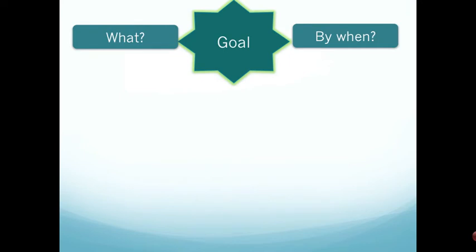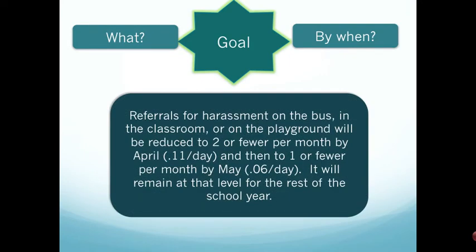Let's take a look at one way we could have written a goal. Referrals for harassment on the bus, in the classroom, or on the playground will be reduced to 2 or fewer per month by April. We also calculate the rate per day, and then to 1 or fewer per month by May. It will remain at that level for the rest of the school year. So this has a what and a when, and also a maintenance feature.